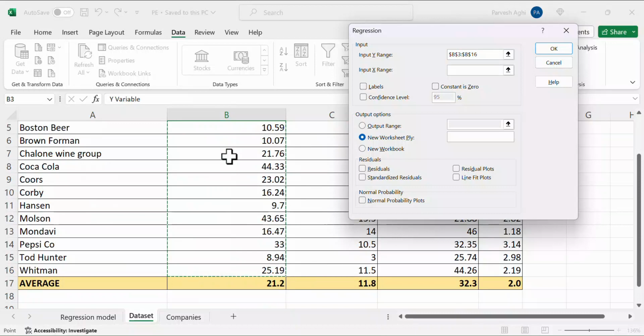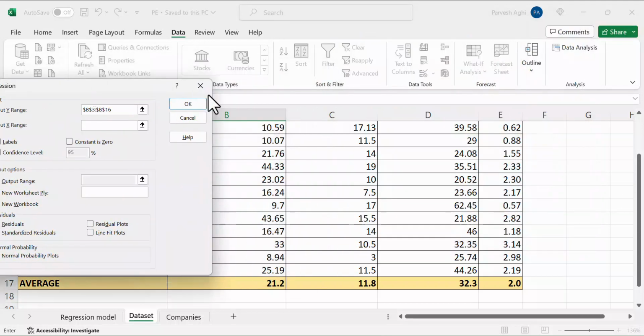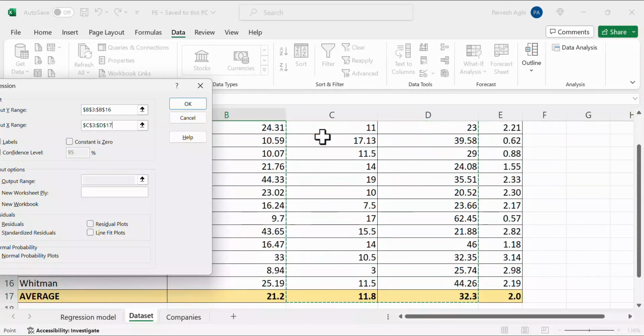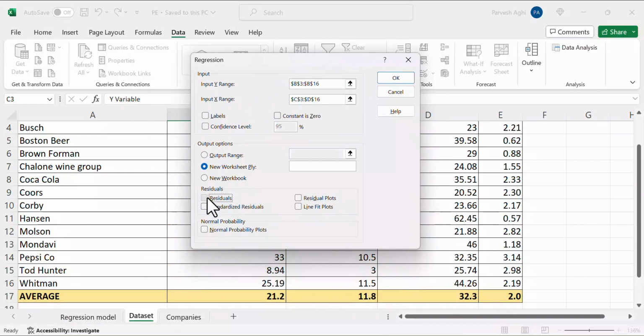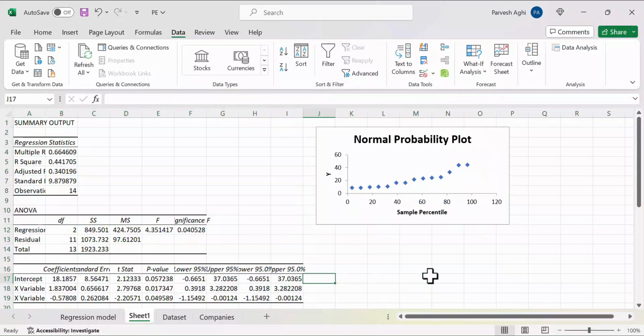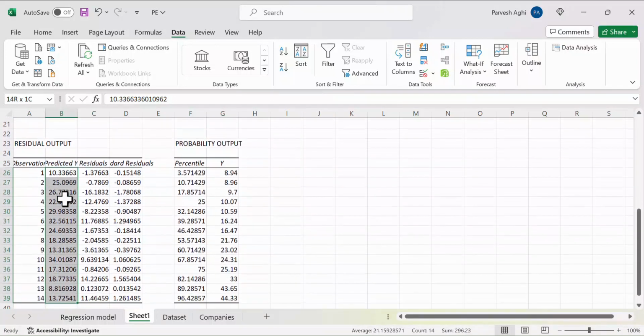Fine. And then we go to the X range and choose both, the growth and the standard deviation. And then we can have residuals, standard. So you can do the normal probability plot or anything. And say okay. So you will have this chart. Then at the bottom we have this predicted value. So we just copy this.